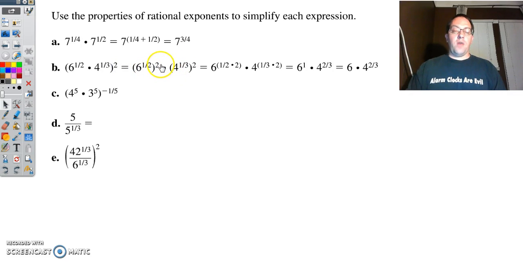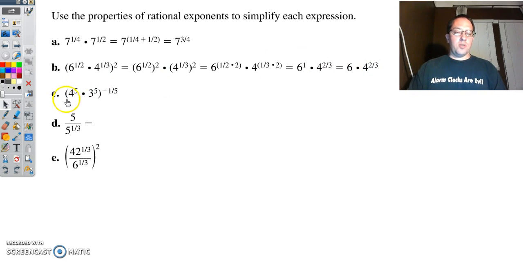Now we have a power raised to a power, and same thing here. And when we have a power raised to a power, you multiply. So 1/2 times 2, 1/3 times 2. Well, 1/2 times 2 is 1, so 6 to the 1, which is just 6. And 1/3 times 2 is 2/3, so 4 to the 2/3. We end up with 6 times 4 to the 2/3 power.